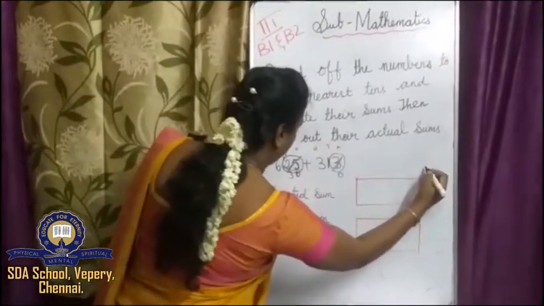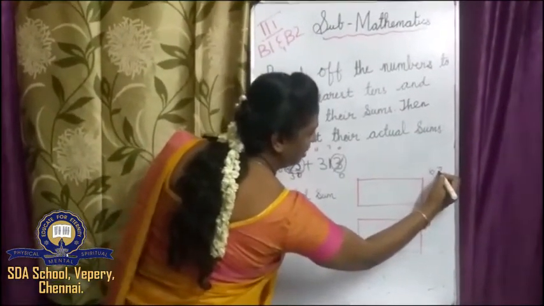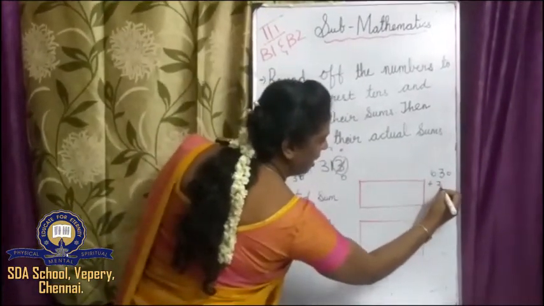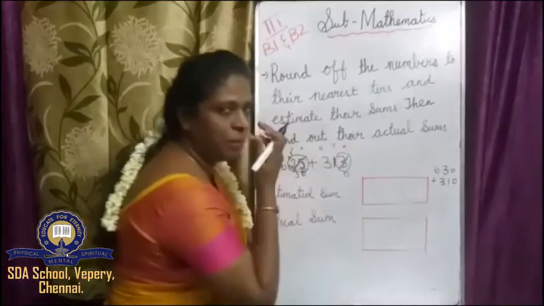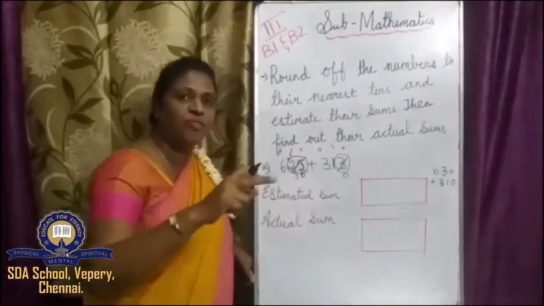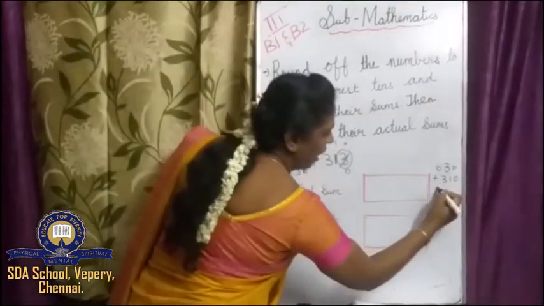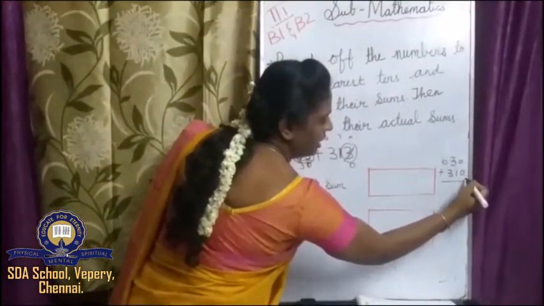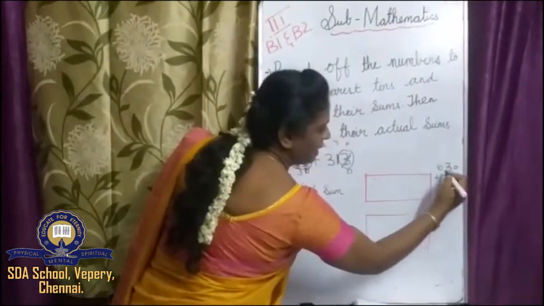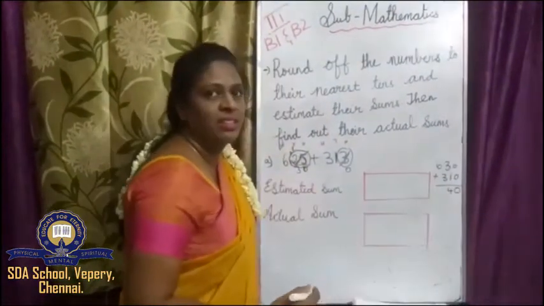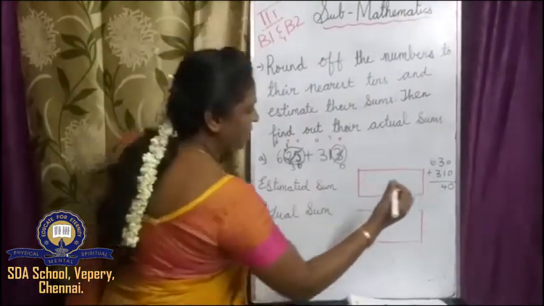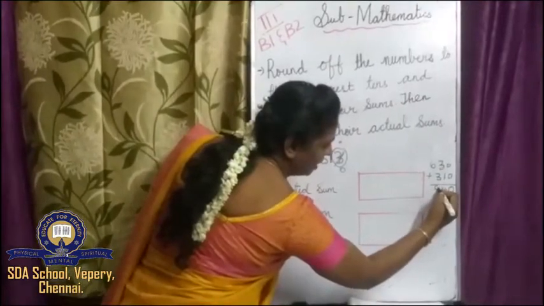So add here 630 plus 310. This is the estimate, means you are rounding off and then you are doing the sum. Now add these both. 0 plus 0 is 0. 3 plus 1 is 4. 6 plus 3 is how much? 6 in the mind and 3 on your fingers. 6, 7, 8 and 9. So how much are you getting?